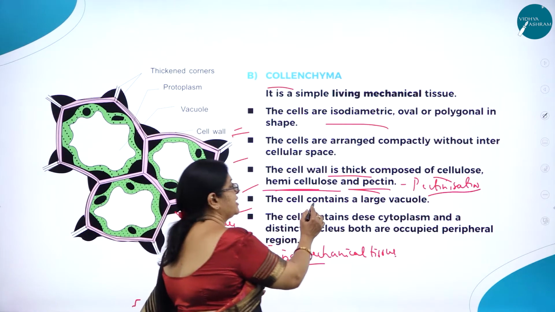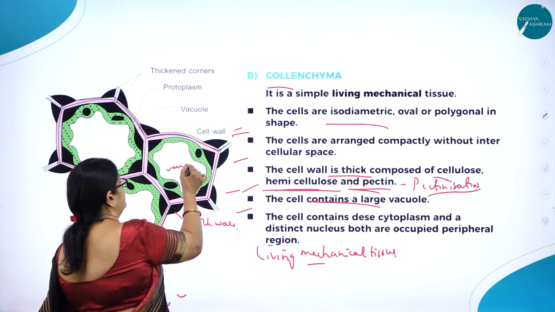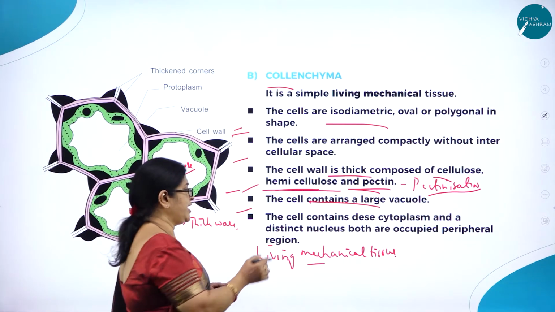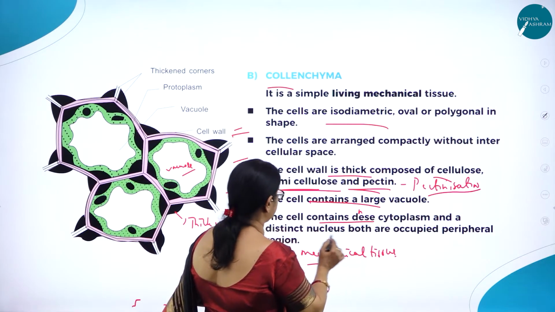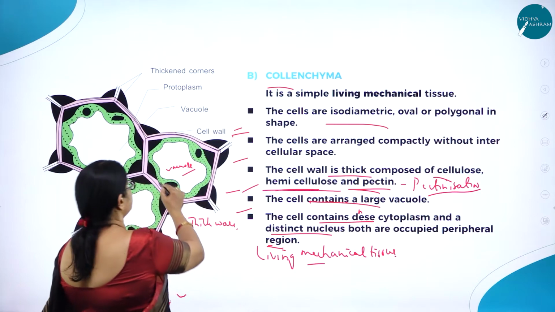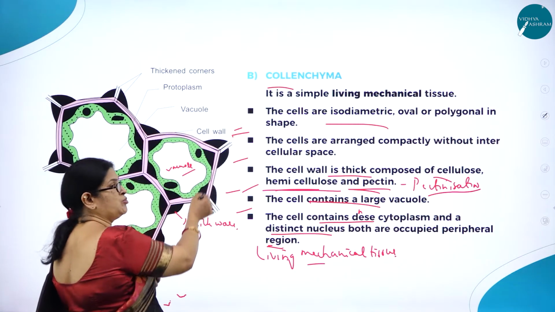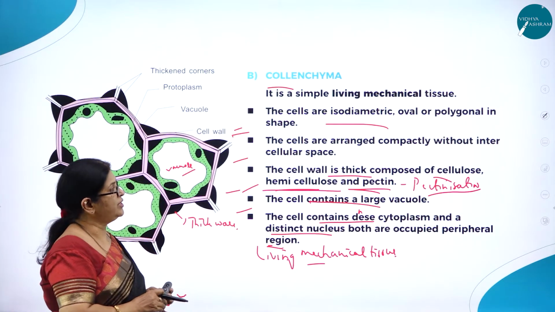Next, the cells contain a large vacuole. Here you can see the vacuole. Next, the cells contain dense cytoplasm and a distinct nucleus. Both occupy a peripheral region. Peripheral means what? Near the boundary. All these are the characteristic features of collenchyma.